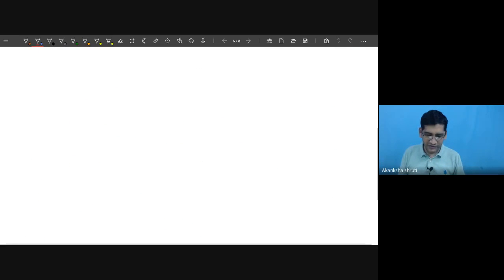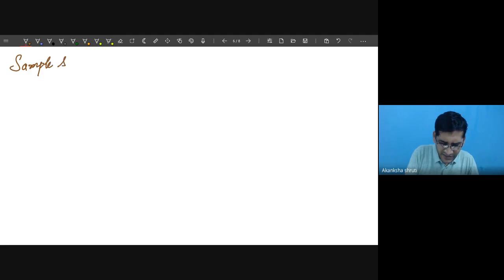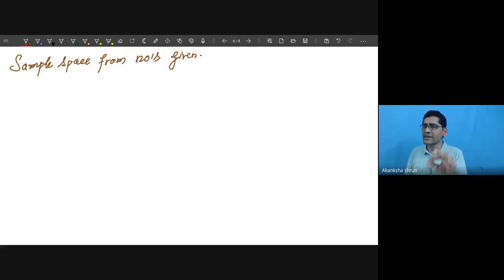Now let us go for another simple kind of thing called sample space counting when certain numbers are given. Sample space from numbers. So in this case, you need not write the sample space one by one in set form. Rather, you just calculate the number of elements in the sample space and the number of elements in the event.